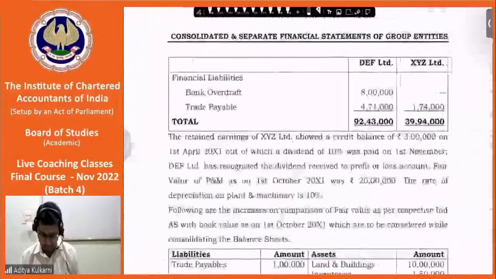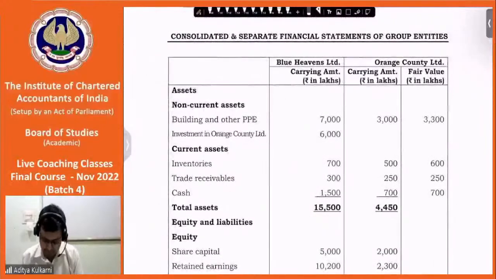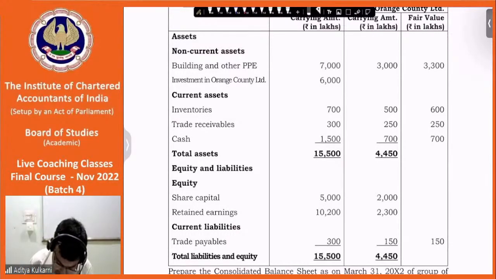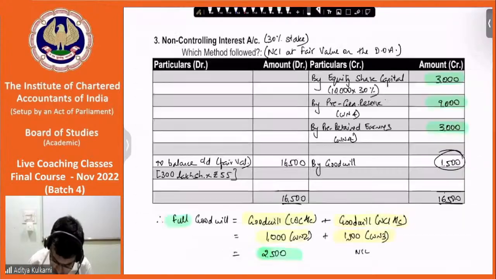So that takes care of that question. Next one. Okay. Building and other PPE. Inventories, trade receivables, cash, trade payables. So then that concludes the first question. Question number 6 is done.